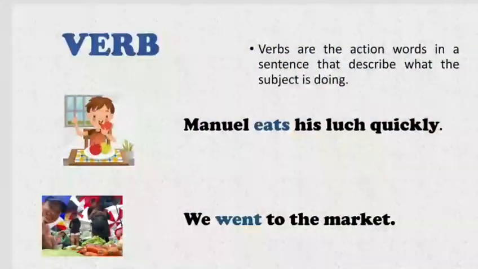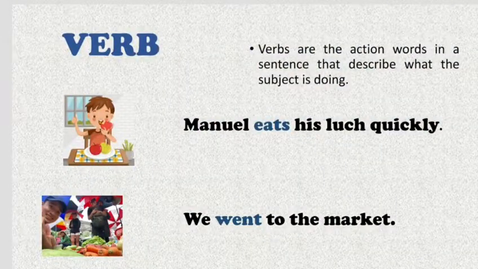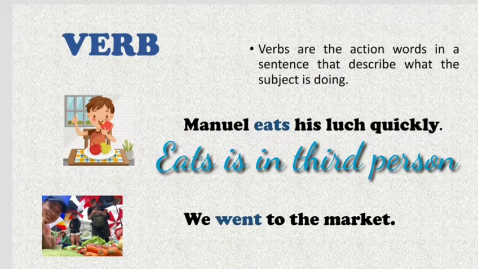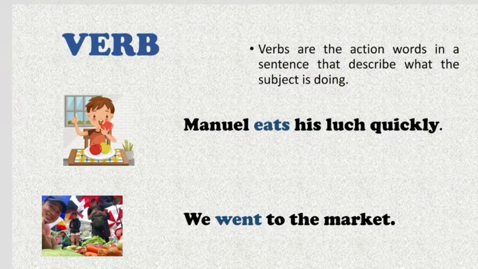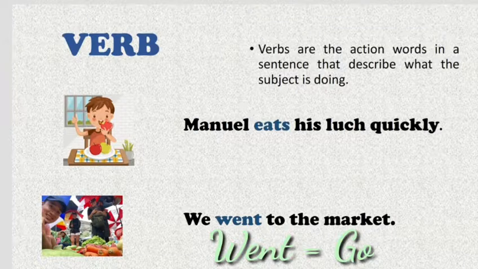Verb. Verbs are the action words in a sentence that describe what the subject is doing. For example, in the sentence, Manuel eats his lunch quickly, eats is in third person. We went to the market. Went is the past tense of the verb go.